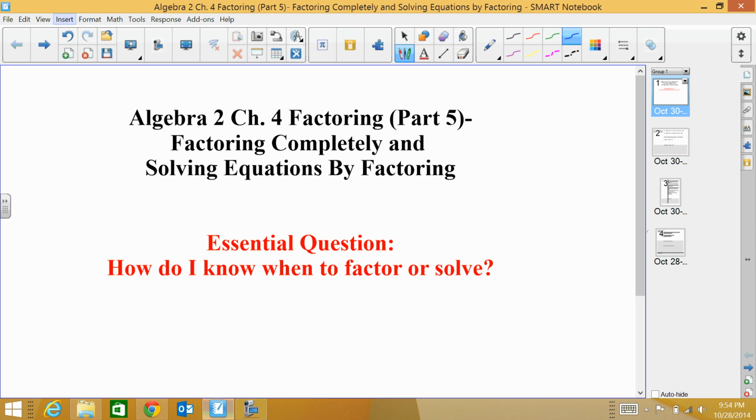Alright, so our next section on factoring is about factoring completely and solving equations by factoring. So your essential question is, how do I know when to factor or solve? And that's something that's commonly mistaken, factoring or solving. When do I know what to do?